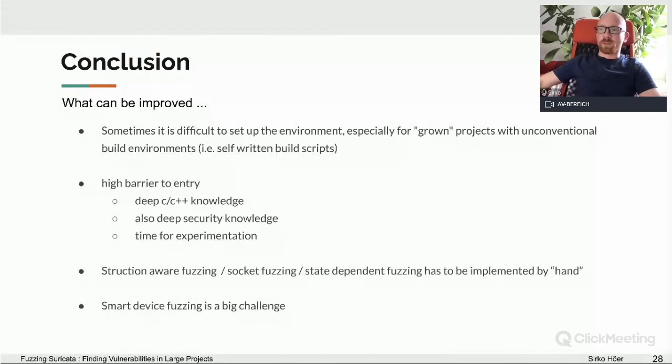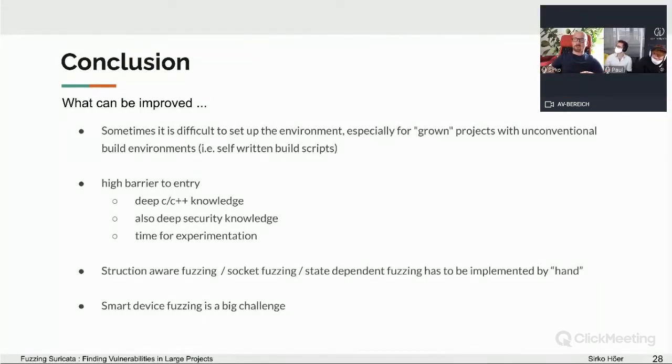Also, I think you need a deep knowledge of C and C++ if you fuzz C and C++ projects as a pen tester, and you also need a deep security knowledge, because if you find some bugs, you have to know how to avoid these bugs. And if you don't have the knowledge about these security issues, you don't know how to avoid this or how to patch this. So that's one of the next big things.